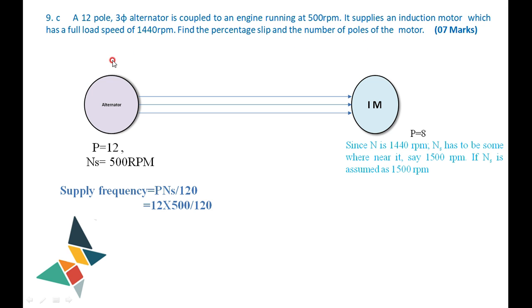First, what you have to do is, he has not given the supply frequency of the alternator. So we need the supply frequency for the induction motor. Thereby I have to calculate the synchronous speed and the number of poles. Therefore, first I am calculating the frequency of the alternator using P and Ns. I know that frequency f is given by P Ns by 120, that is 12 into 500 by 120. Therefore, the frequency of the alternator is 50 Hz. The same 50 Hz frequency supply is given to the 3-phase induction motor.